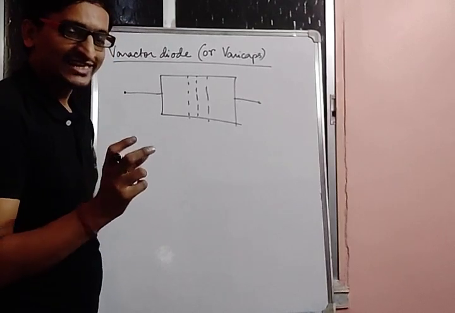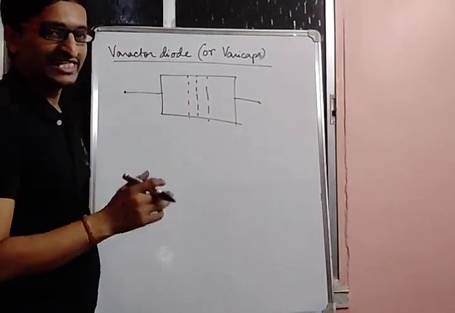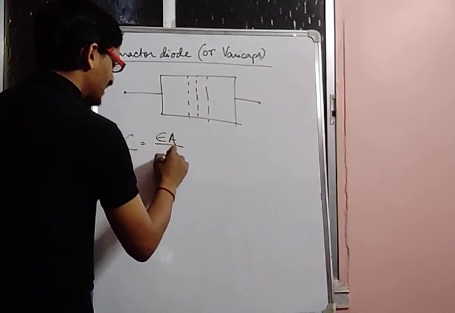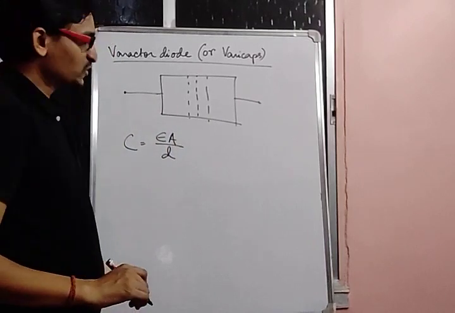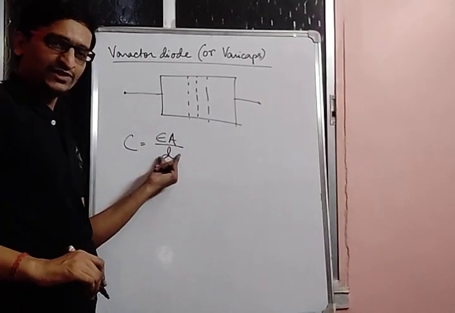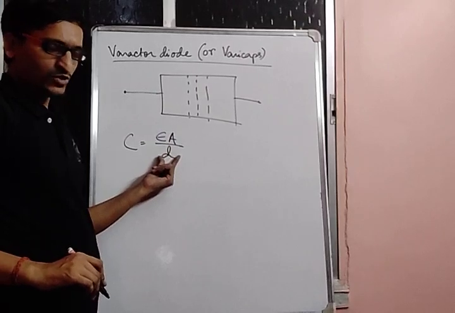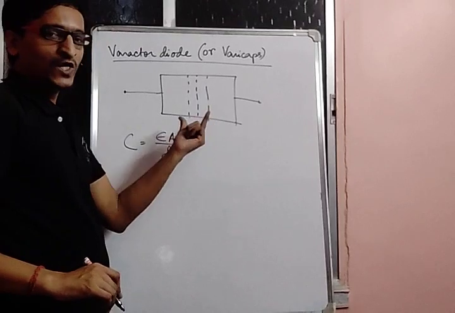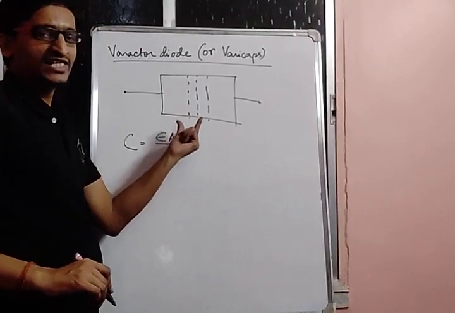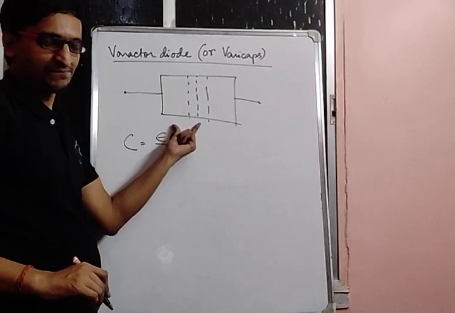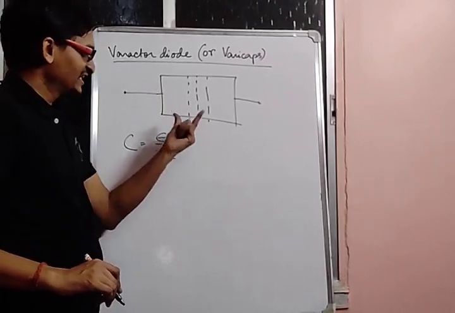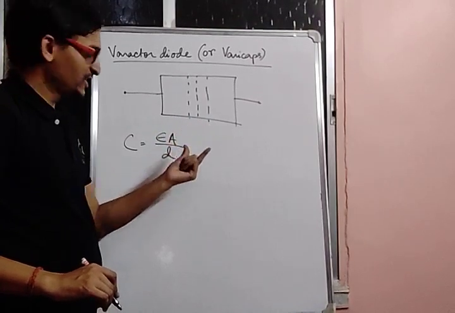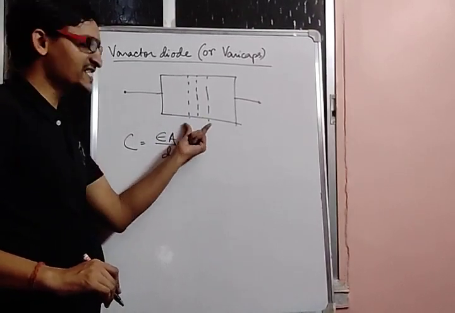As a result, the capacitance of this capacitor decreases, because we know that the capacitance of a parallel plate capacitor is given by epsilon times A by d. Due to the change in the width of the depletion region, this d is increasing. Since d is increasing, the capacitance will decrease. So we are getting a voltage dependent variable capacitor. As we increase the voltage, the capacitance reduces due to the increase in the width of the depletion region.